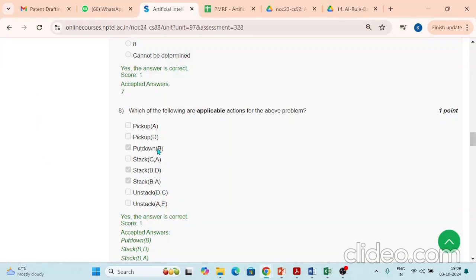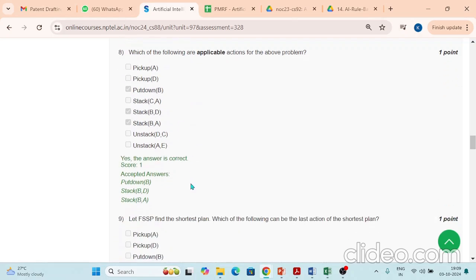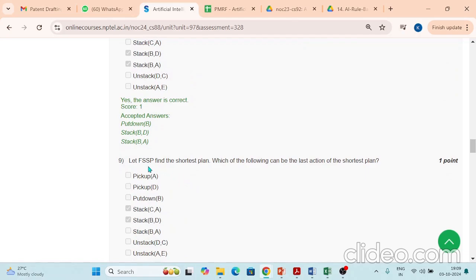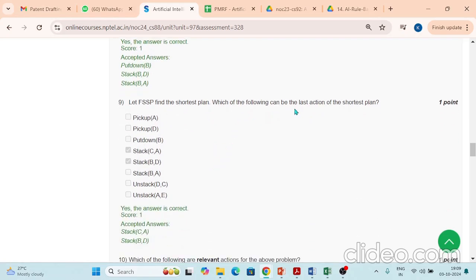Unstack. Only I can do put down and stack BD, stack BA actions. Okay, so next, let's do forward search space. Find the shortest path. Which of the following can be the last action of the shortest path? Whenever we get this type of question, there is no need to do the entire algorithm.